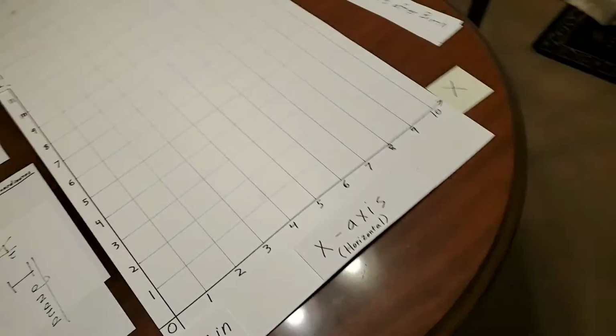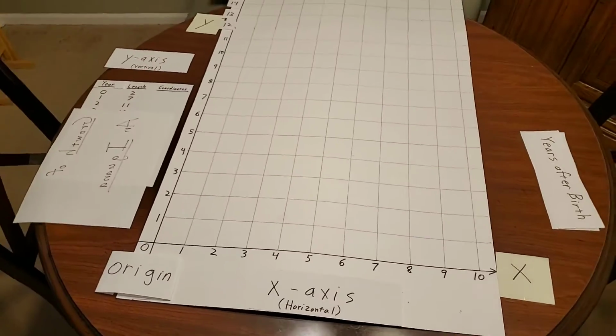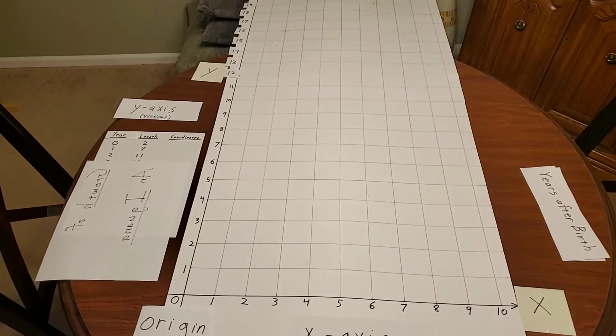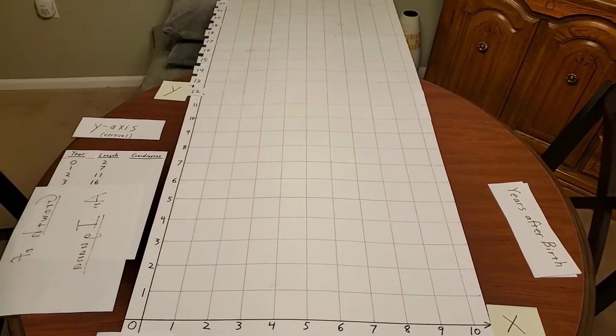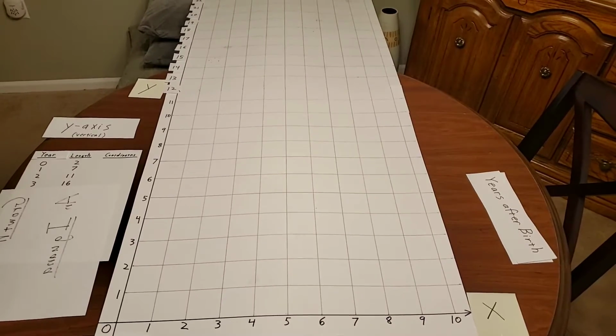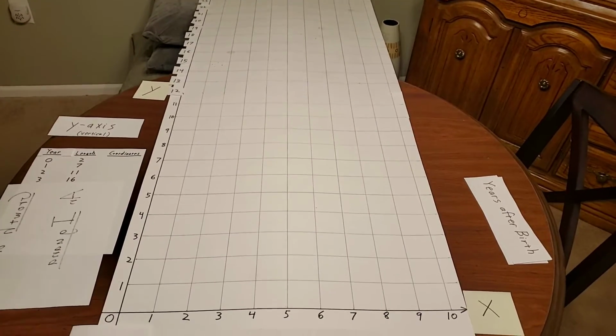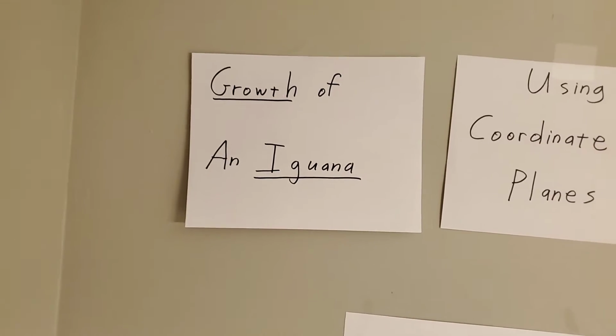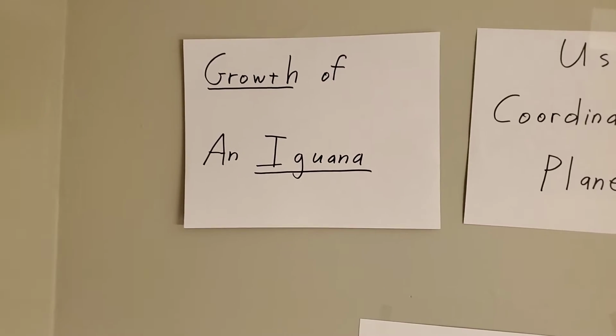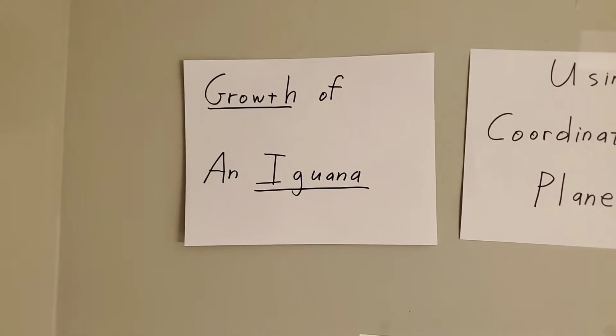Okay, so last time we were here, we talked about how to use a coordinate plane to find the location of an object. But what we're going to do today is a little different. You can also use a coordinate plane to graph and show measurements. So that's what we're going to do today. We are going to use our graph to measure and show the growth of an iguana. You're probably wondering how we're going to do that. I'm going to go ahead and show you.